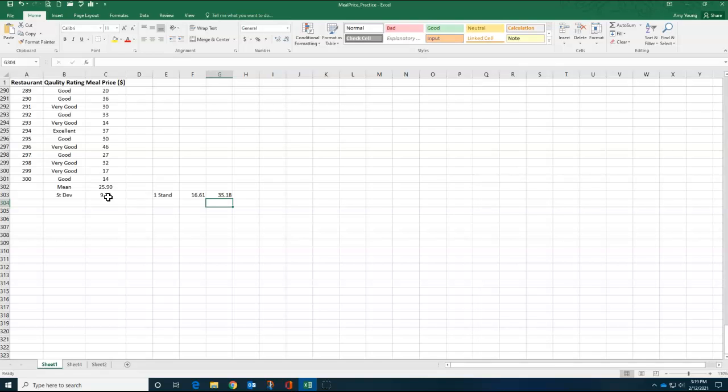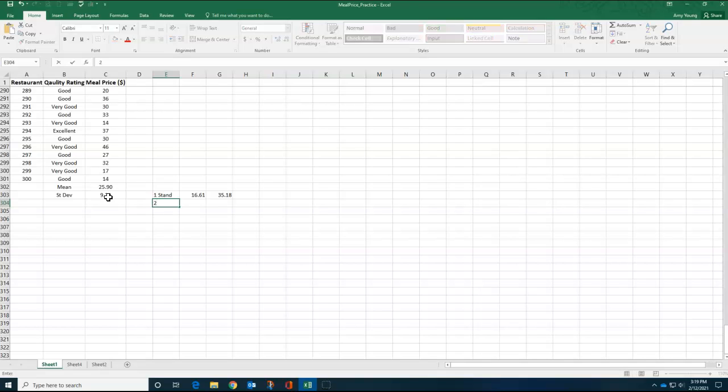$16.61 and $35.18. So $16.61 or $35.18. That is one standard deviation. And what we typically talk about with standard deviation is that we feel that about 68% of our data lies within that one standard deviation if our data is what we consider normal or symmetric. It's got that nice bell-shaped curve.